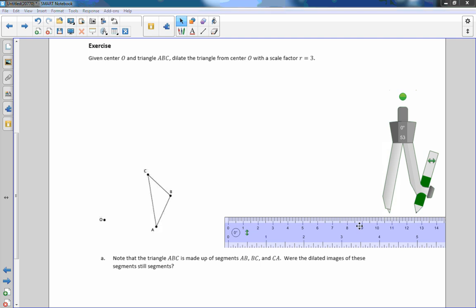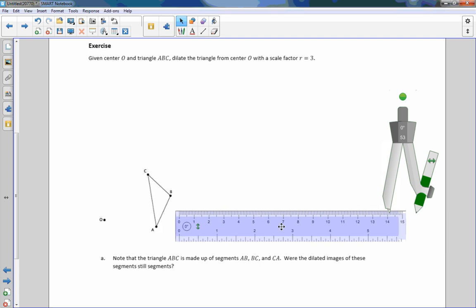Okay, so here is exercise 1. It says, given center O, so there's my center right here, and a triangle ABC, dilate the triangle from center O with a scale factor of R equals 3. In other words, however long AC is, we're going to triple it. BC we're going to triple, and line segment AB is going to be 3 times as long as AB. So it's going to be A prime B prime, which is 3 times AB, and so forth. So how are we going to do this?